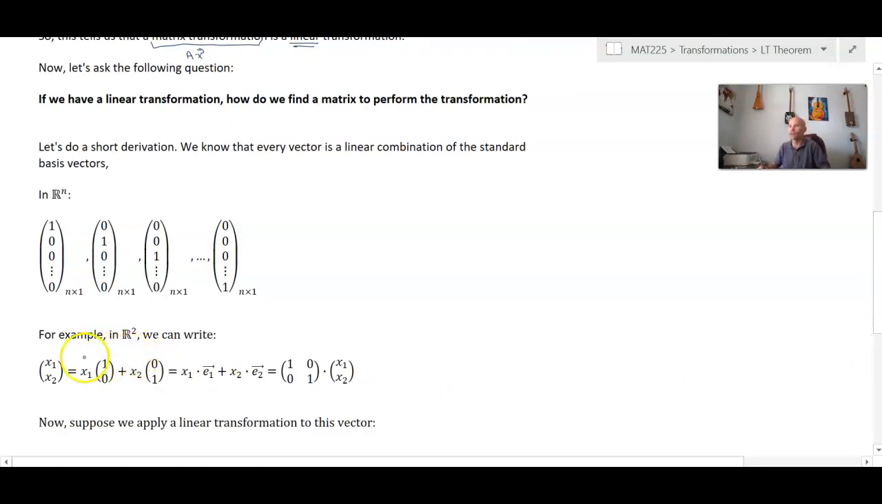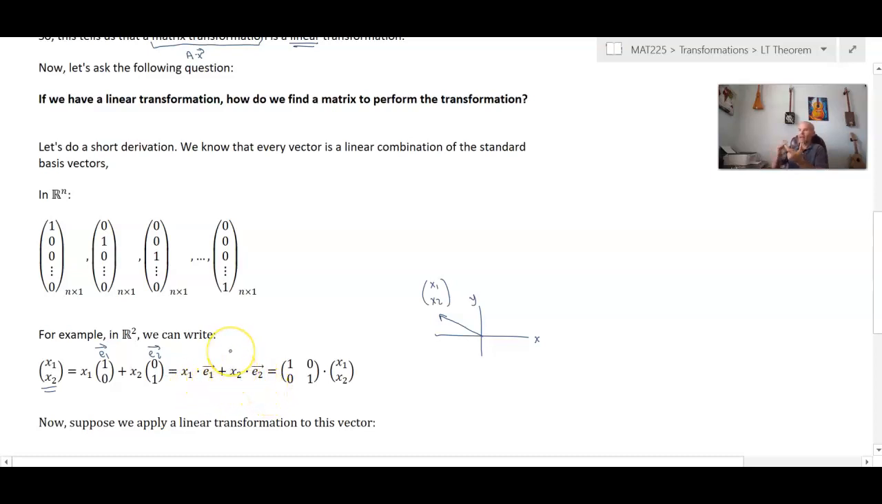For example, in R2, if we want to express the vector x1, x2, so let's say in the xy plane we have some vector, I'll draw it over here, with components x1, x2, stated generically. We can write this vector as x1, the component, times the 1, 0 vector, plus x2, the component, times the 0, 1 vector. You see that we get the x1, x2 vector. We call these E1 and E2, so replacing the vectors with their labels, x1 E1 plus x2 E2.